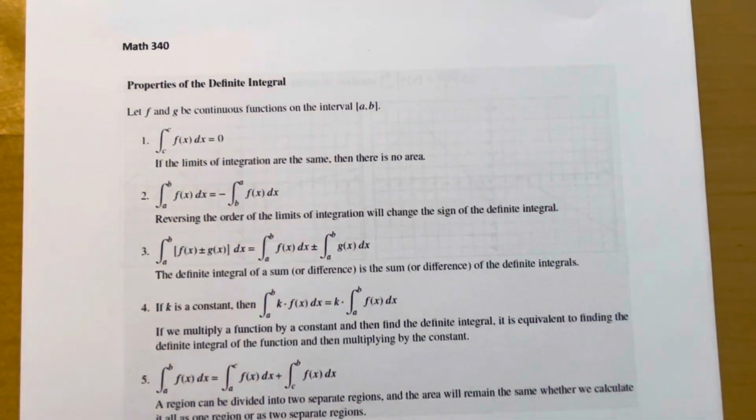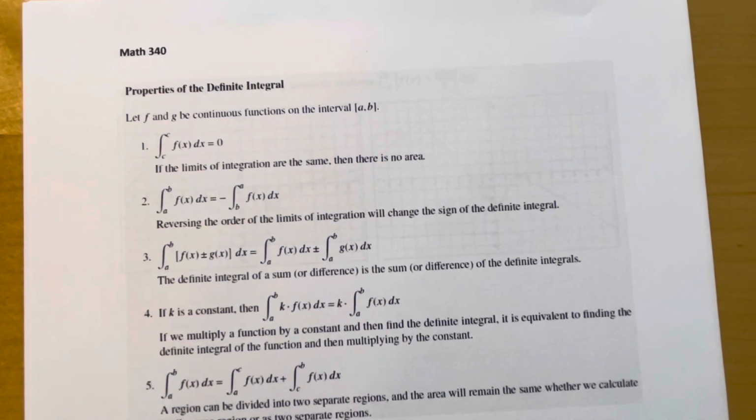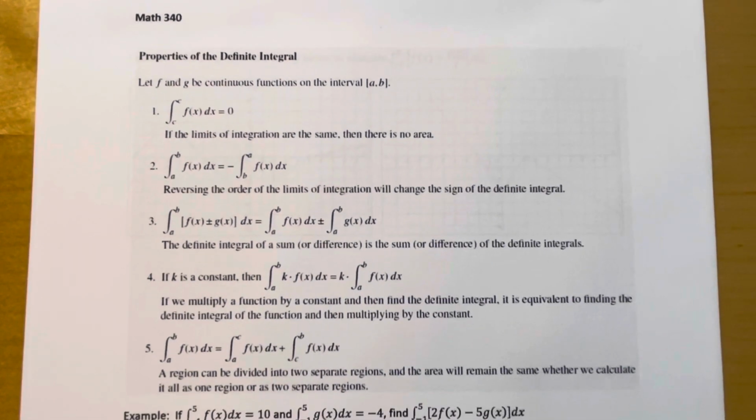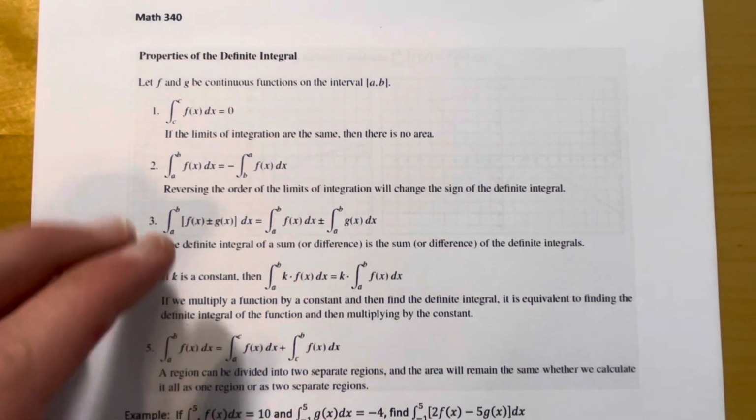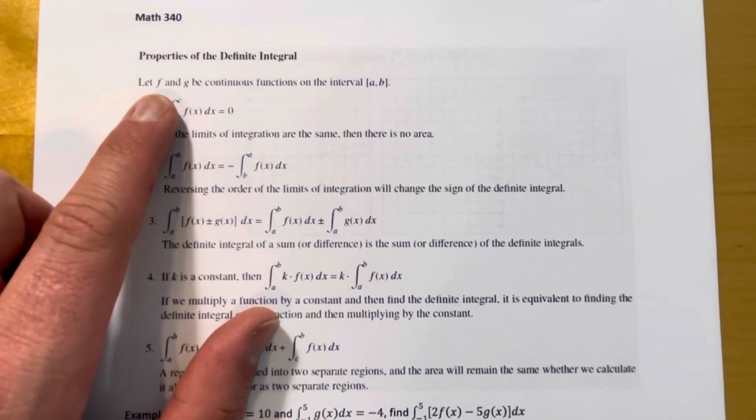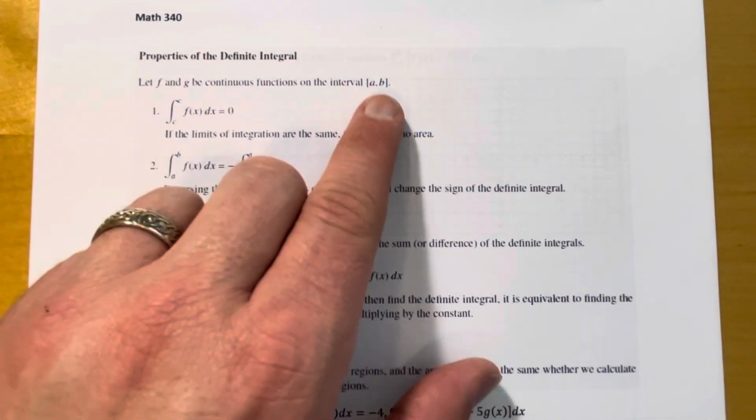All right, so now that we have gone through all of this work of finding these areas and defining this definite integral idea, we need to talk about some of the properties that definite integrals have. These are relatively straightforward to understand if you think of everything in terms of area. We'll just talk through each one. For all of these, we're going to assume that f and g are continuous functions on the interval a, b.